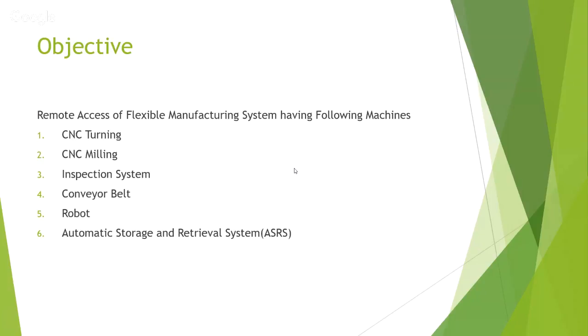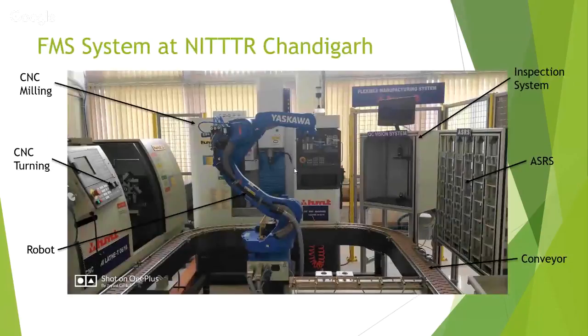So the objective of my work is remote access of the flexible manufacturing system, which has the following components or machines: CNC turning, CNC milling, inspection system, conveyor belt, robot, and automatic storage and retrieval system. So this is the flexible manufacturing system at NITTTR Chandigarh.